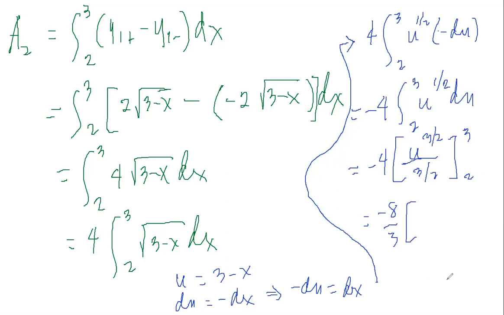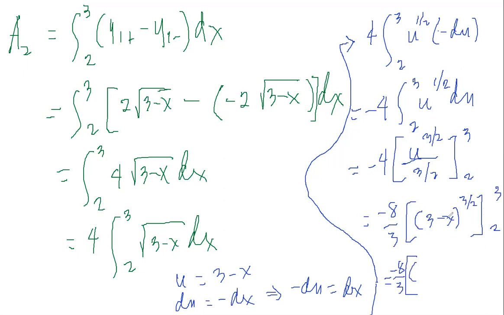Okay, so u raised to, oh, sorry. Now we can substitute the value of u here. The value of u is 3 minus x, so 3 minus x raised to 3 halves to be evaluated from 3 to 2, correct? Okay, so let's try evaluating this. So negative 8 thirds.